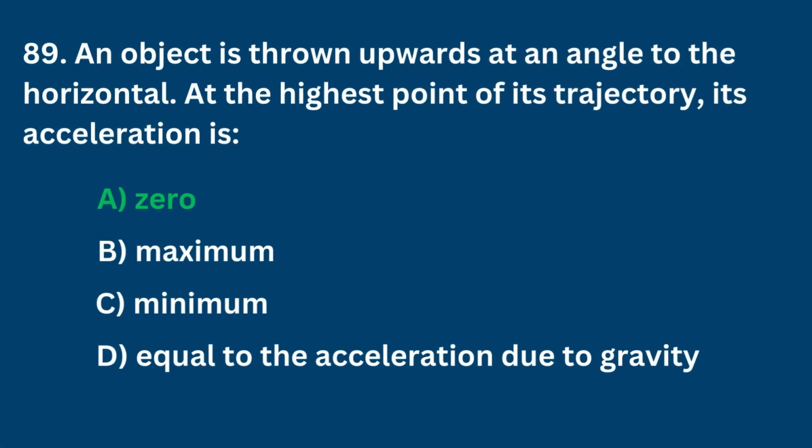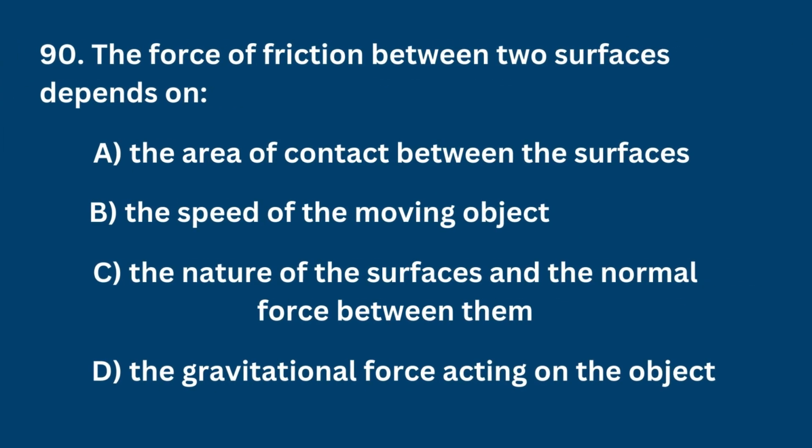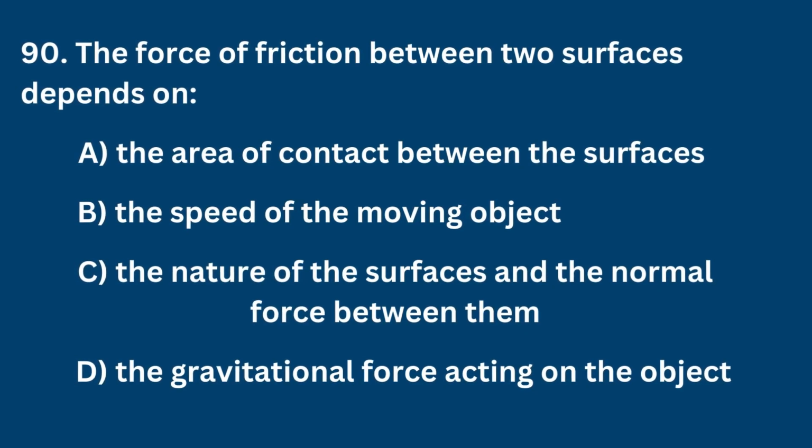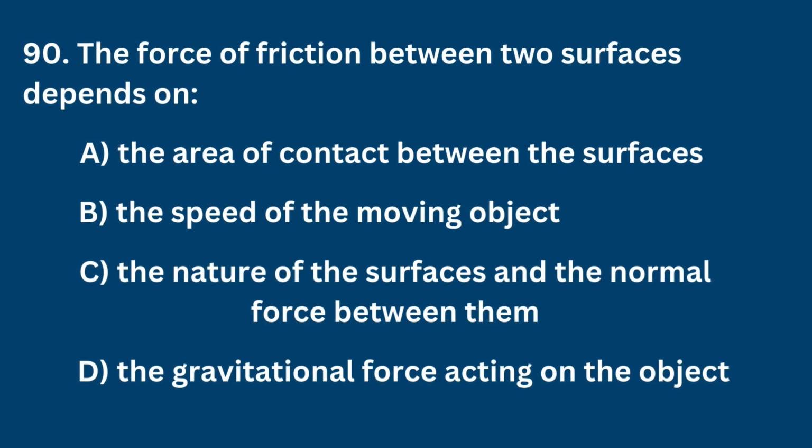Correct answer is A. 0. The force of friction between two surfaces depends on: A. The area of contact between the surfaces, B. The speed of the moving object, C. The nature of the surfaces and the normal force between them, D. The gravitational force acting on the object.